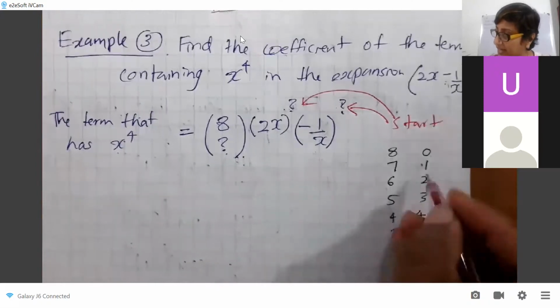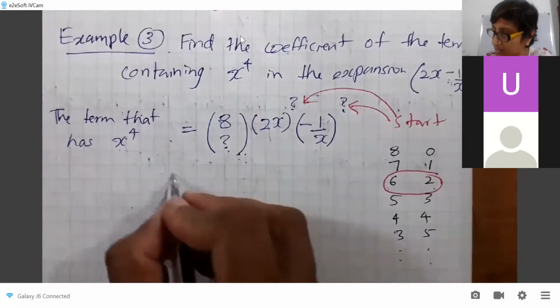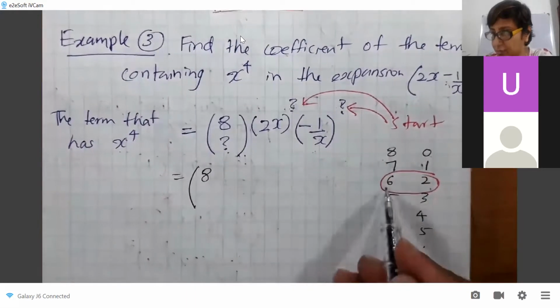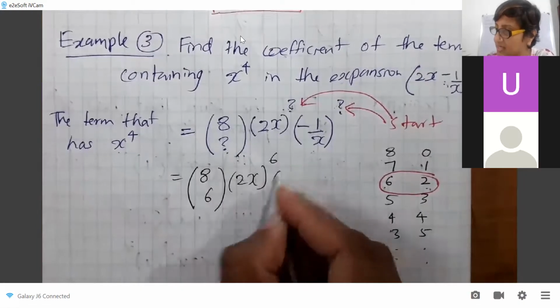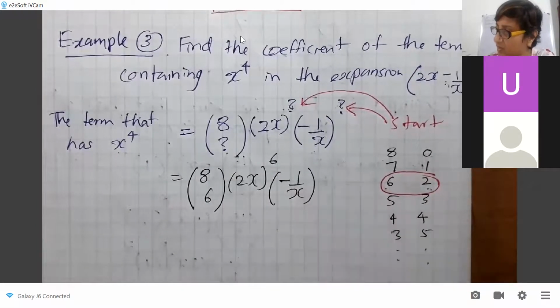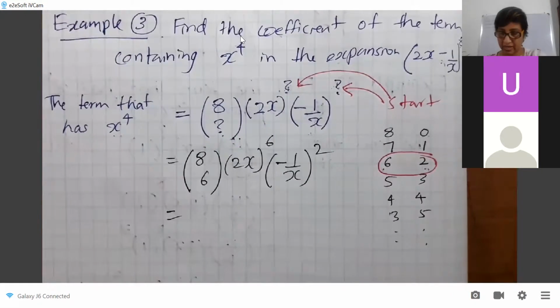So this is the right pair. Then you can write, okay, so it should be 8. I can put either 6 or 2. 2x to the power of 6 here, minus 1 over x to the power of 2. Let's simplify this. 8 choose 6.